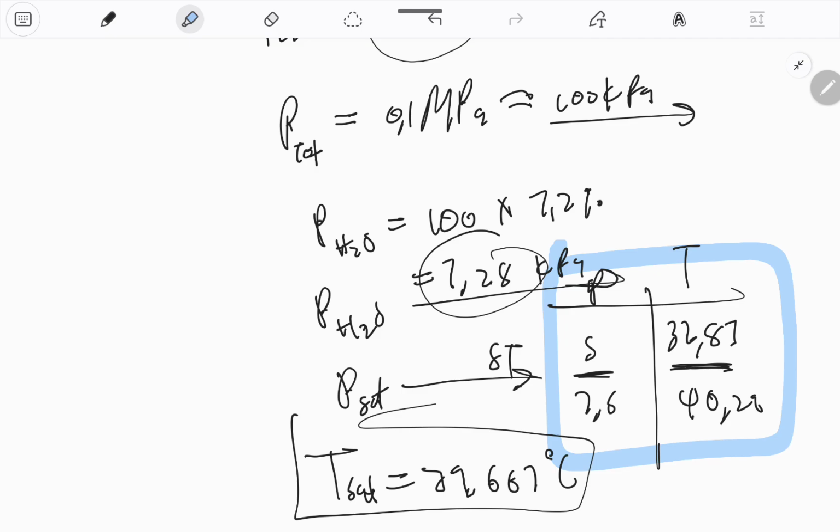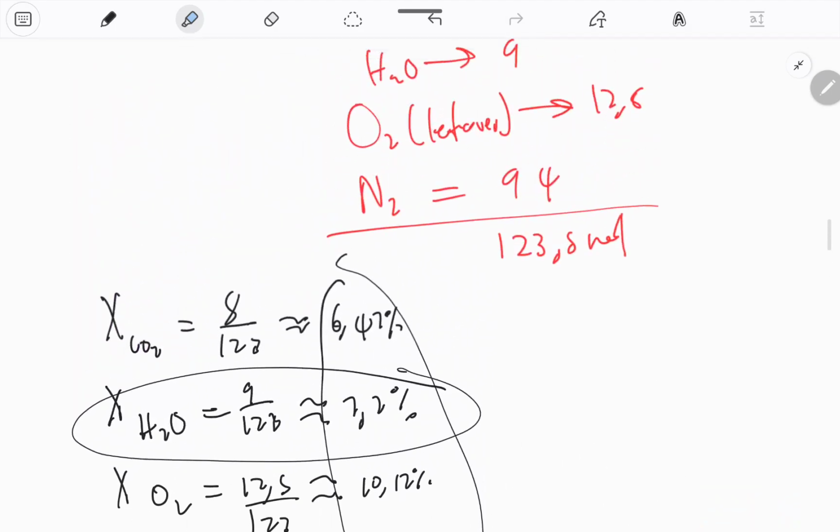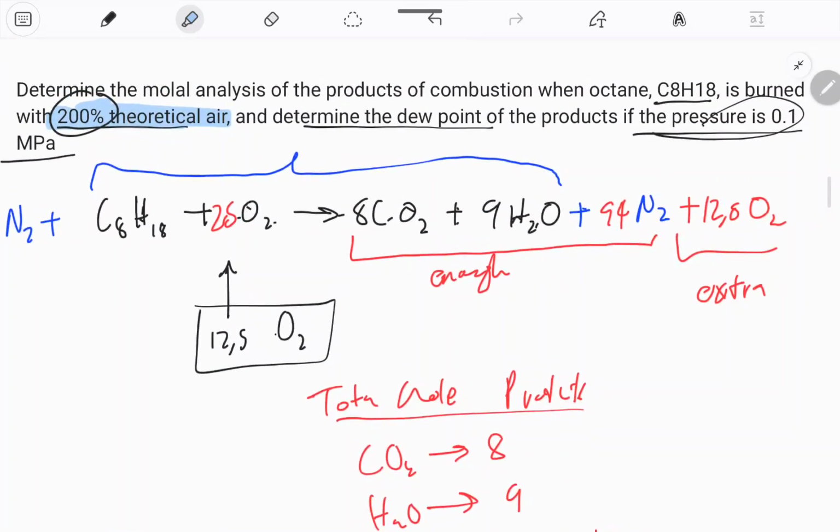And remember, if you can't interpolate here, I have a very good video showing you how to interpolate quickly using a calculator. So otherwise, thank you for watching. That was the second example. We're looking for the dew point temperature given that pressure, if we have excess oxygen, when burning octane using mole analysis. That's what we did. Thank you for watching.